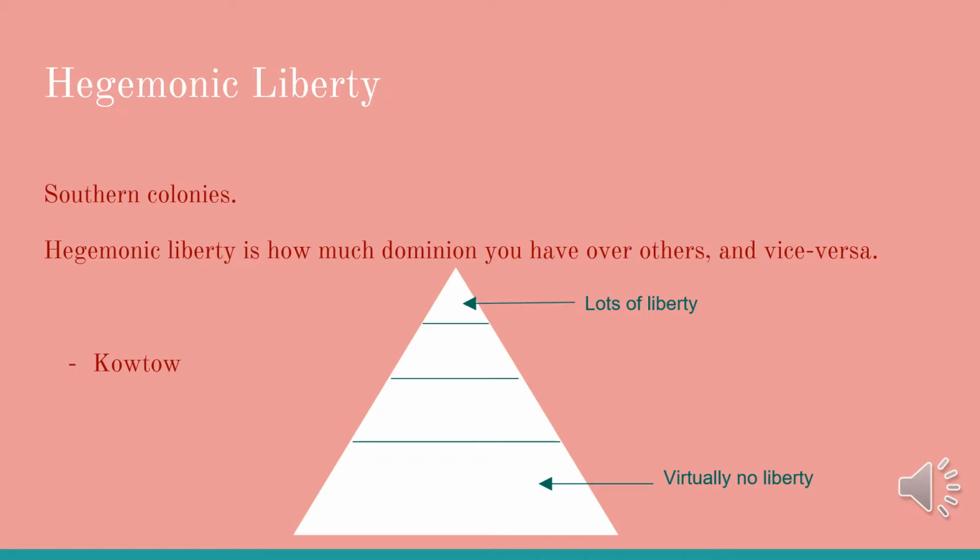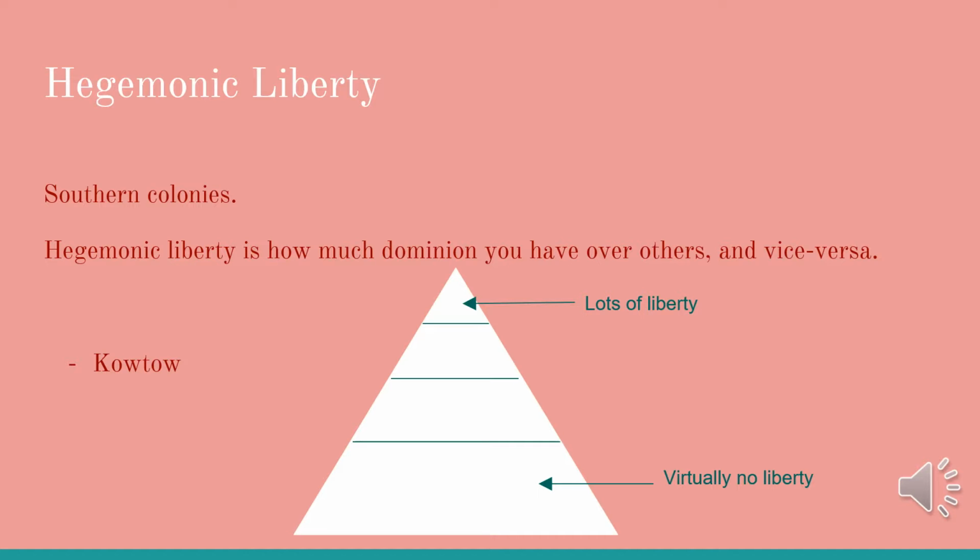Kowtow means to bow down to someone and knowing that their power is higher. In the triangle shown on the slide, it represents how much liberty was distributed within the colonies in the South. If you were of high rank, you had lots of liberty. If you were of low rank, you virtually had no liberty.